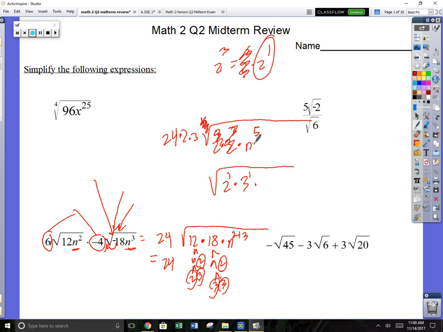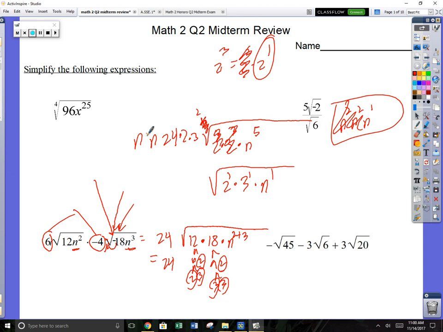Okay, now into the n to the 5. How many squares are in 5? n squared, n squared, n 1. That's a total of 5 n's. 2, 2, 1. So the square root is going to undo 2 of my squares. And I'm going to have 1 left over. So that means I'm bringing 2 n's out.